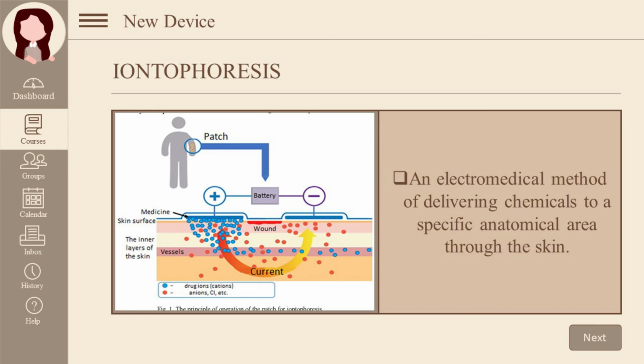Iontophoresis is an electromedical method of delivering chemicals through the skin to a specific anatomical site. This electrochemical treatment avoids the potential adverse effects of medicating a local problem systemically while allowing for a much more concentrated drug dosage to the pathological site.